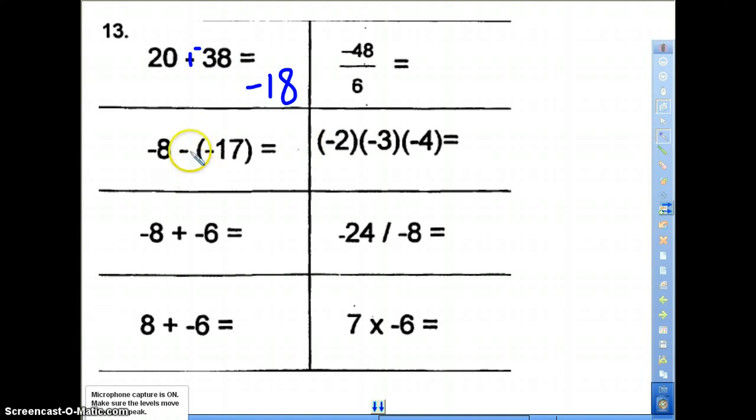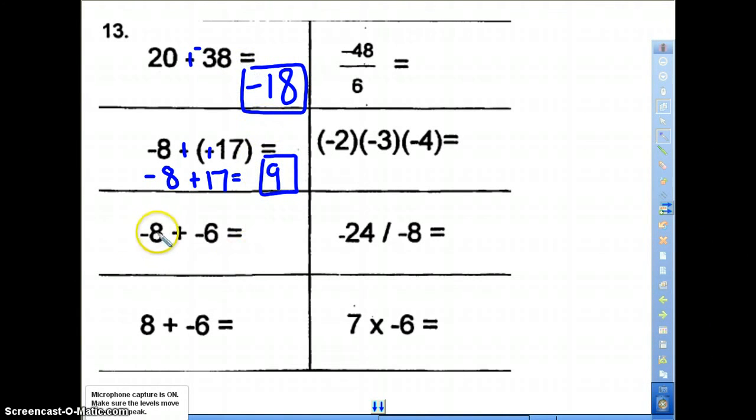I just said that subtracting is the same as adding the opposite. This right here is not subtraction, that's a negative sign. This right here is not subtraction, that's a negative sign. Here's your subtraction. Subtracting is the same as adding the opposite. The opposite of this negative is a positive. So what we've got here is 8 plus 17, which gives us what for an answer? Yeah, positive 9.